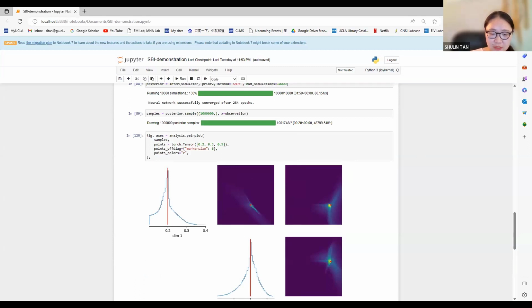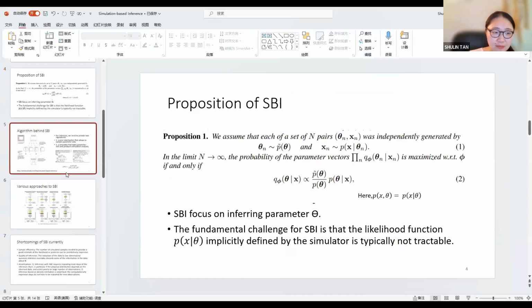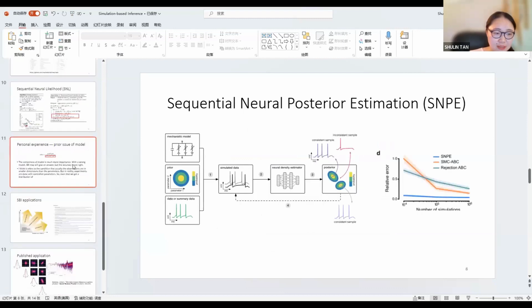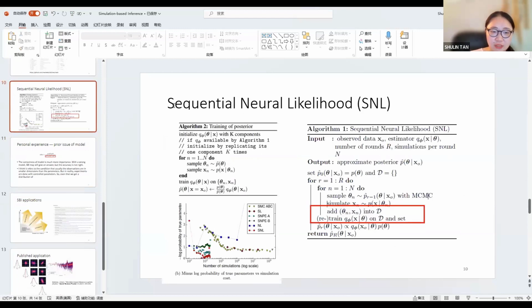and I think there are also other people discussing the importance of prior in Bayesian inference. So it actually does matter. And there's another technique called sequential neural likelihood that's basically trying to attack this problem.